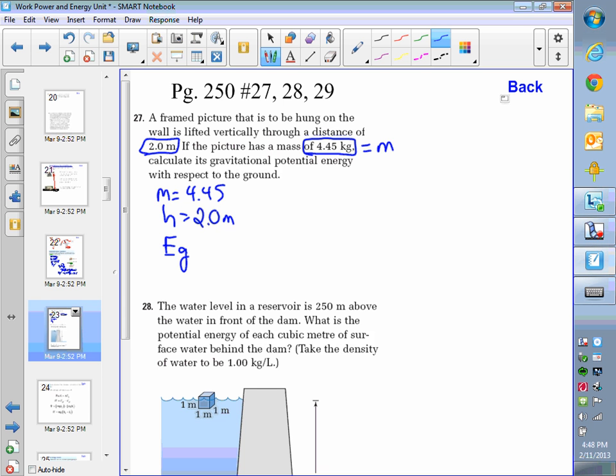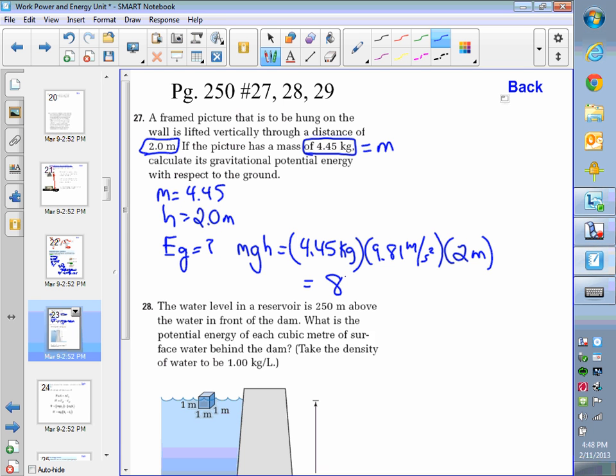So starting from a ground of 0 and then the height of 2 meters, you would work out mass times gravity times height. So 4.45 kilograms times a gravity of 9.81 meters per second squared, and then its height of 2 meters. Multiply that out, so 4.45 times 9.81 and double it gives 87 and a bit of change joules, kilogram meter squared per second squared.